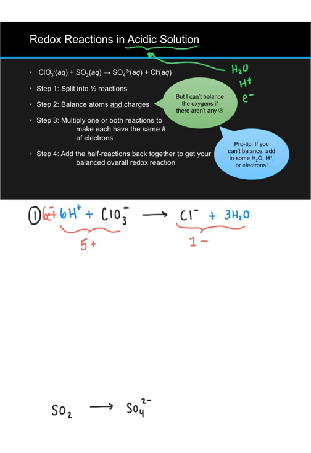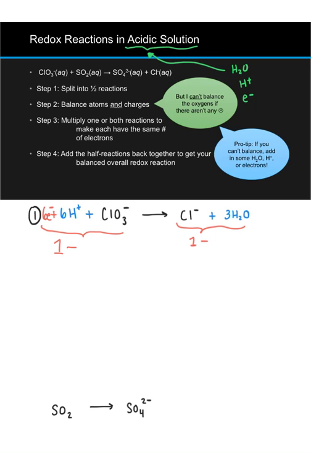I can do that by adding 6 electrons to the left-hand side. When we do that, what we end up with is now 6 negatives, 6 positives, and a negative. That gives us a -1 charge on this left-hand side. That balances out with the -1 charge that's on the right-hand side.